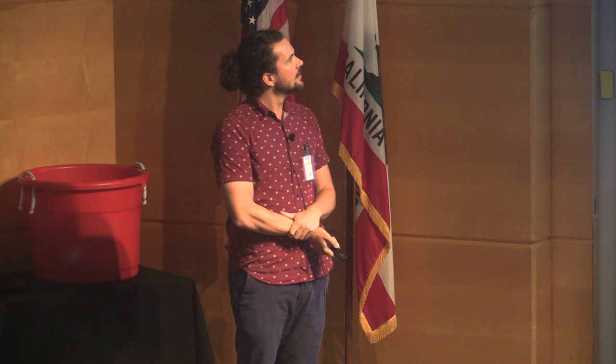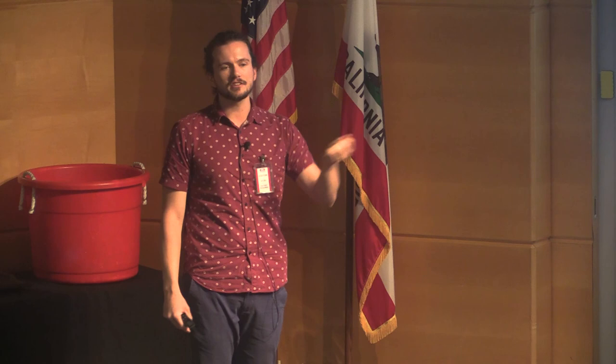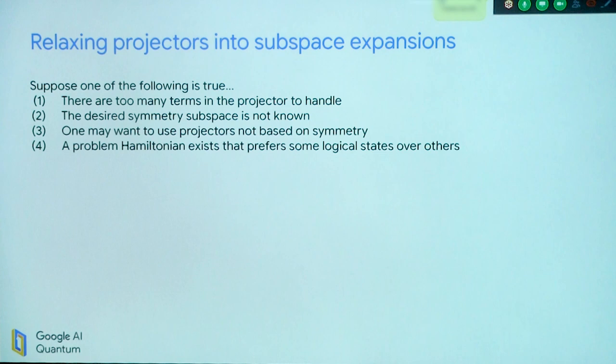So I told you this story about measuring states around a particular starting point. And you might say, OK, that scheme sounds very nice, but how is it connected to that experiment you did where the actual errors were reduced? And so you might think that one of these situations might be true. The desired symmetry subspace is not known. For example, you didn't engineer symmetries into the problem. One may want to use projectors not based on symmetry. You might want to make a trade-off where I remove part of my state, but it works for this system and not another, and a problem Hamiltonian exists that prefers some logical states over others. So you might have more knowledge than just the code space.